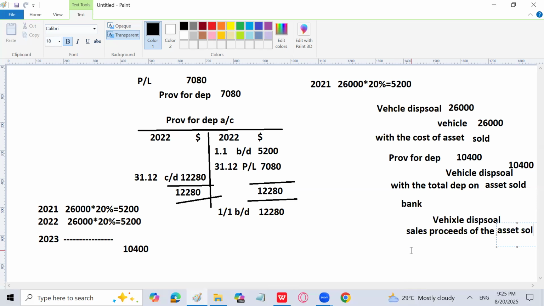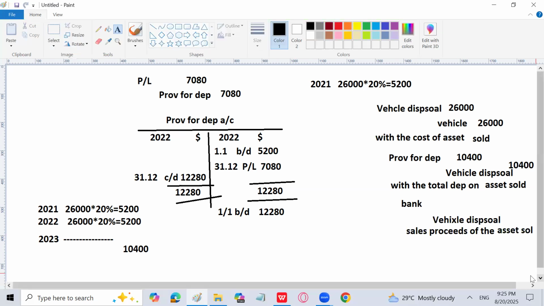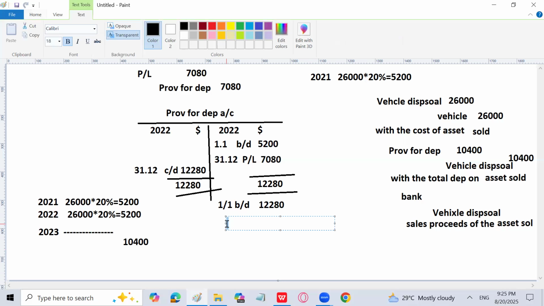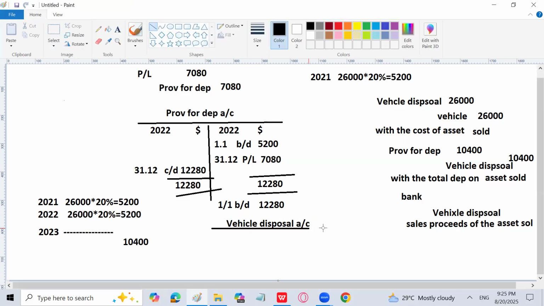Last entry is with the profit or loss on sale of asset, and the last entry is supposed to be prepared after preparing the vehicle disposal account. So let's prepare the vehicle disposal account, and then we can calculate the profit or loss on sale of asset. Usually, but in this case, we need to find the disposal proceeds because the asset is sold, but we don't have the amount in which it is sold. The vehicle disposal account I'm going to prepare quickly in front of you. So let's pass the entries.